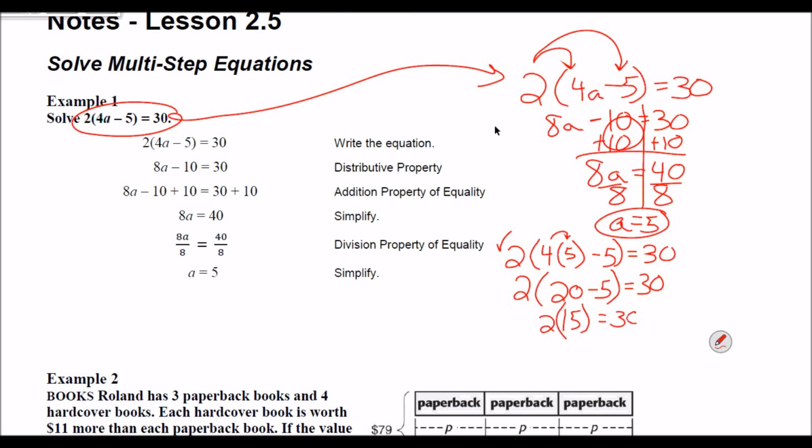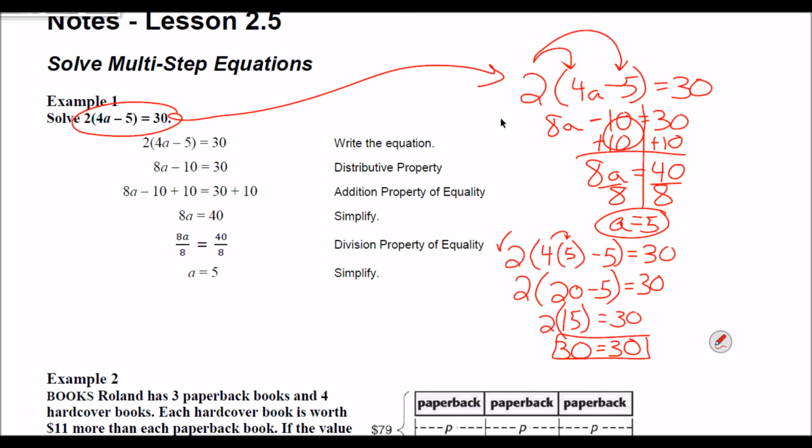All right, now I only have one answer inside of that parenthesis, and if I have a number directly in front of a set of parentheses, remember there's a hidden multiplication sign there. So 2 times 15 becomes 30, and because the left side and the right side are equal to each other, we know that we're correct. Okay? All right, here we go.